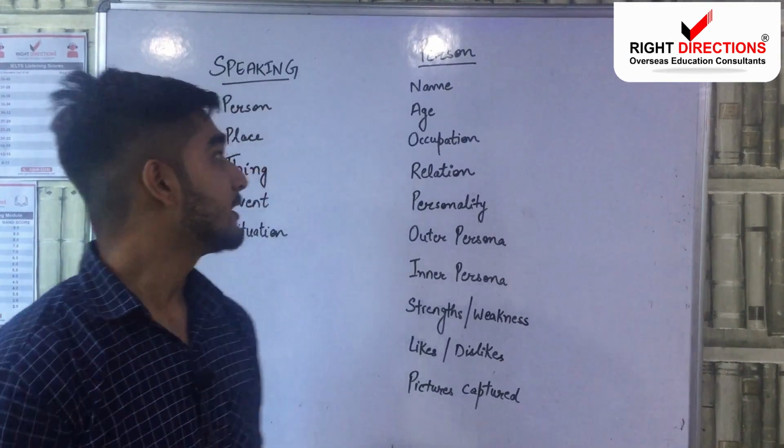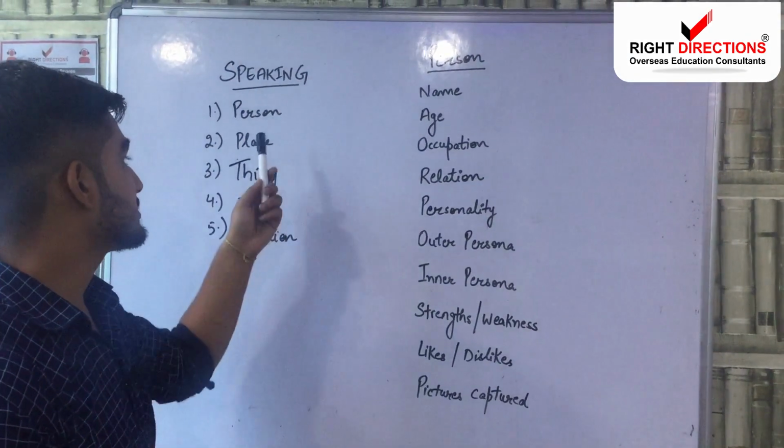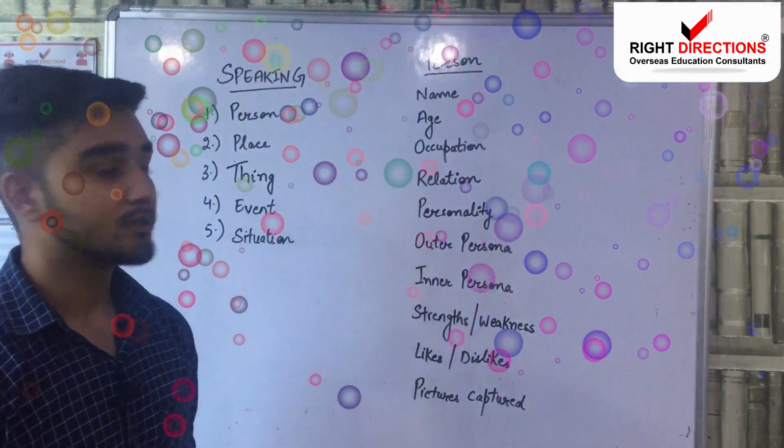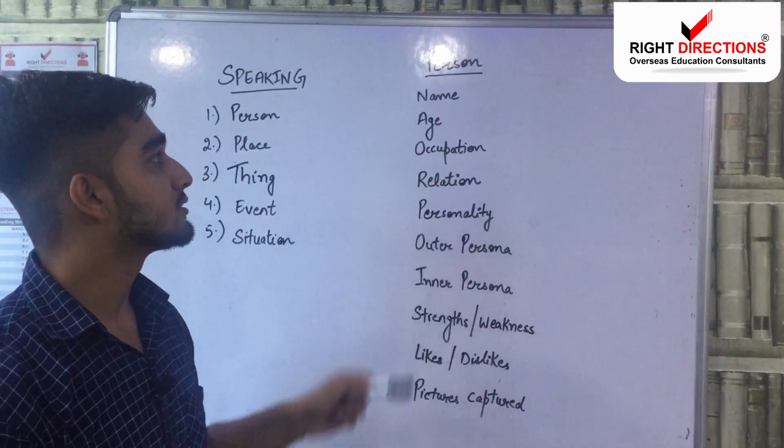Today we will discuss the speaking module of IELTS. It mainly comprises 5 types: person, place, thing, event and situation. Today we will cover the person category in this video.